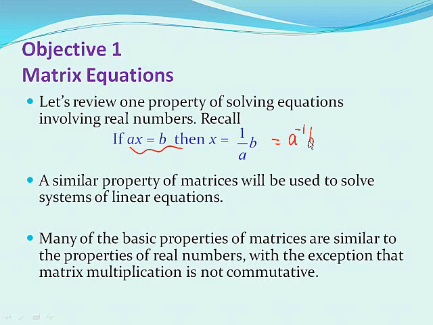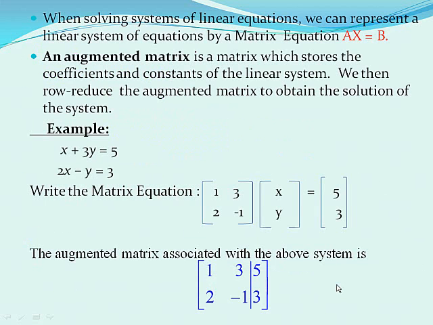When solving systems of linear equations, we can represent a linear system of equations by a matrix equation of this form, Ax equal to B. An augmented matrix is a matrix which stores the coefficients and constants of the linear system. We then row reduce the augmented matrix to obtain the solution of the system.